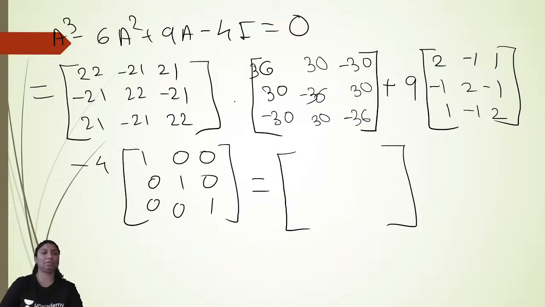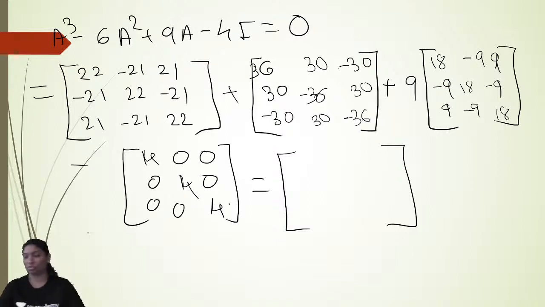You can check it. Okay. 22 plus 36 plus 9 into 2, 18 here. Minus 9 plus 9 minus 9, 18 minus 9, 9 minus 9, 18. Okay. Here 4. I'm multiplying only 4 with 4, so obviously you will get 0, 0, 0.